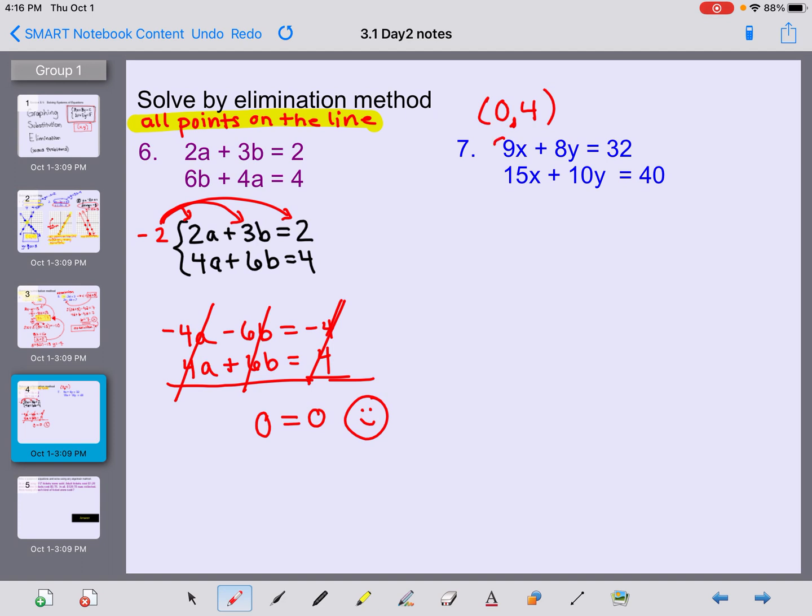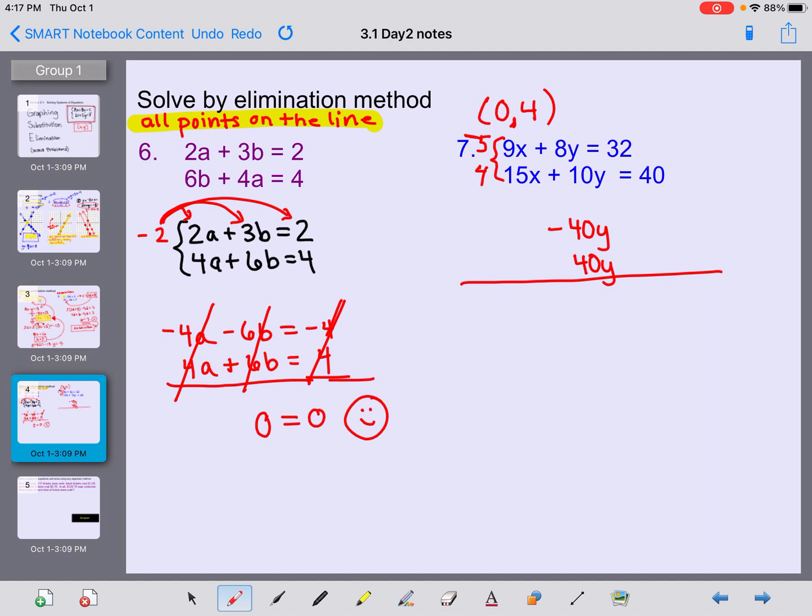So I look at the 8 and 10 and I say, okay, 8 and 10 have a least common multiple of 40. So I can multiply 8 times 5 and I can multiply 10 times 4, and that would get me 40y on the top and 40y on the bottom equation. I can't have 40 and 40, one of them has to be negative. So I'm just going to make one of these numbers on the outside a negative, so I'll do -5. Now I'll have -40 and +40, and that will cancel.